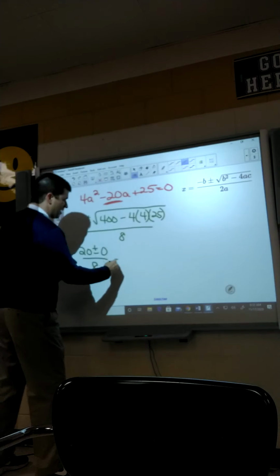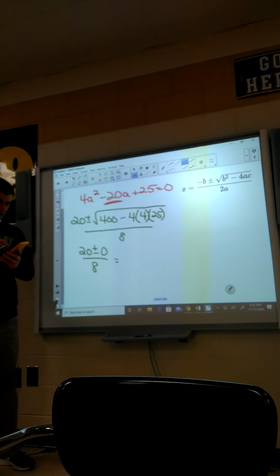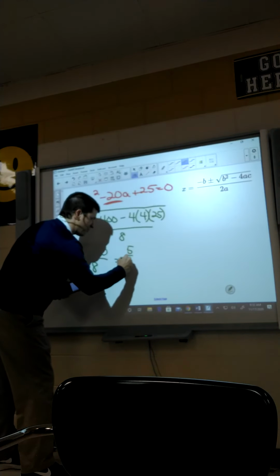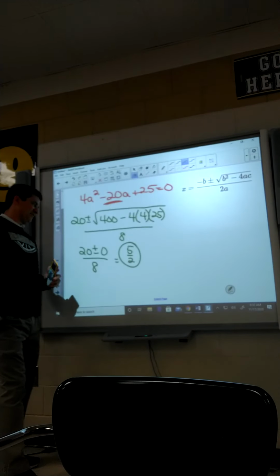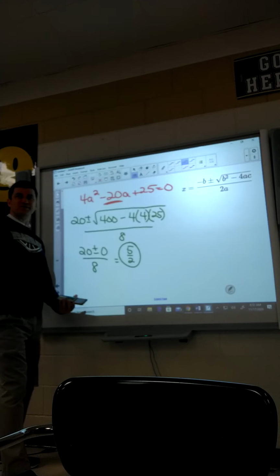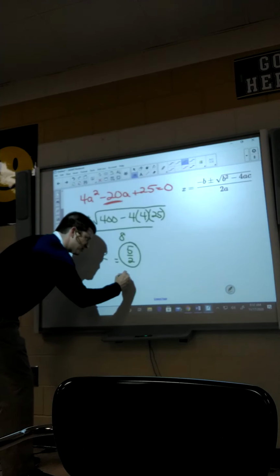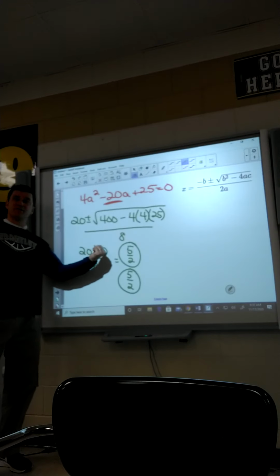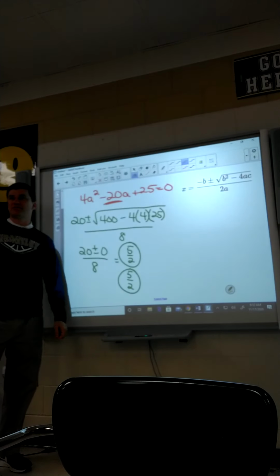All right, so let's find the first answer. I hit my fraction button. 20 plus 0 divided by 8 is, I got 5 over 2. Well, guys, if you're adding 0 and subtracting 0, it's going to be the same thing. So the other answer is going to be 5 over 2 also. So look, anytime y'all get 0 in this spot, you're just going to get the same answer twice. That makes it easy. You only got to do it one time.